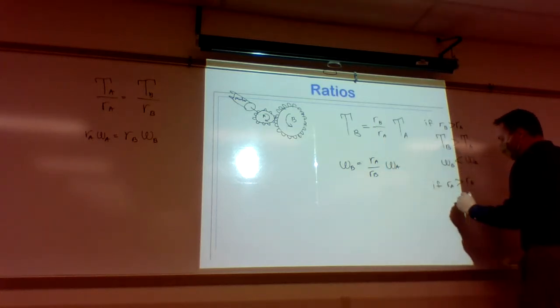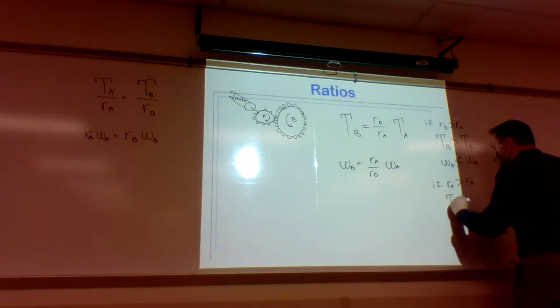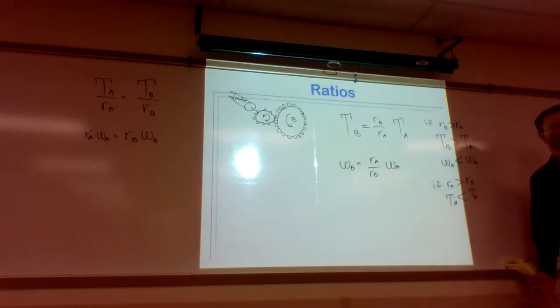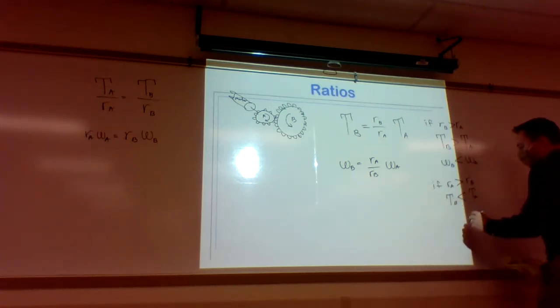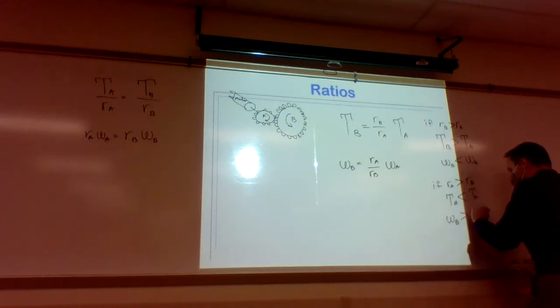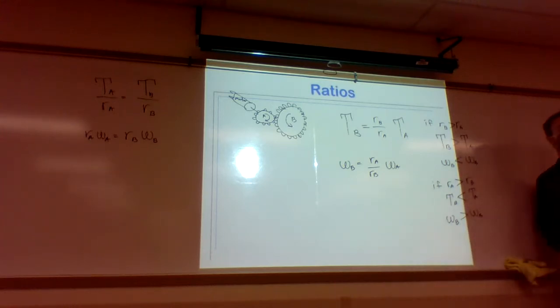This is less than 1, so that means that the torque delivered to B is actually less than the torque supplied at A. That's okay if I've got enough torque to do what I need to do. I can just do it now faster. I can get the gear B to rotate faster than the gear A if B is smaller.